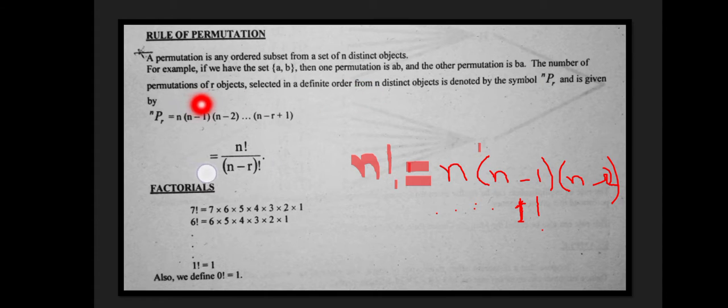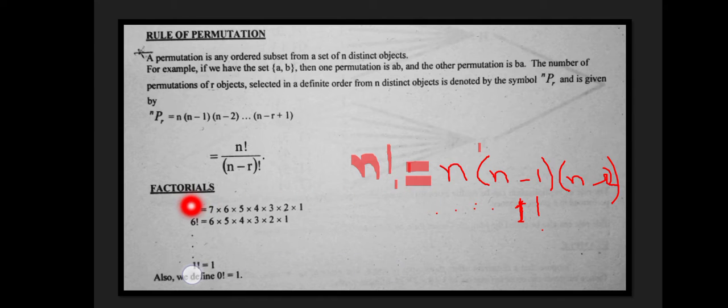The number of permutations of r objects selected in a definite order from n distinct objects is denoted by nPr and is given by nPr is equal to n into n minus 1 into n minus 2 and so on to n minus r plus 1. So nPr, number of permutations of r objects selected from the set of n distinct objects, is equal to n factorial divided by n minus r factorial, and we can write in general form n factorial is equal to n into n minus 1 into n minus 2 and so on to 1 factorial.